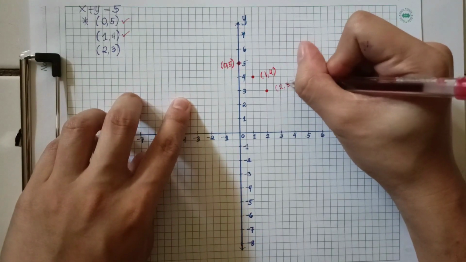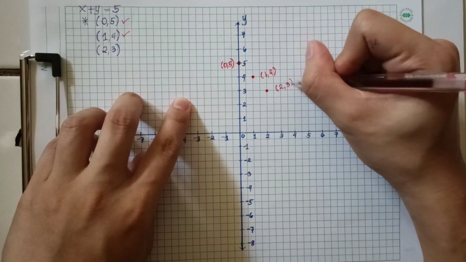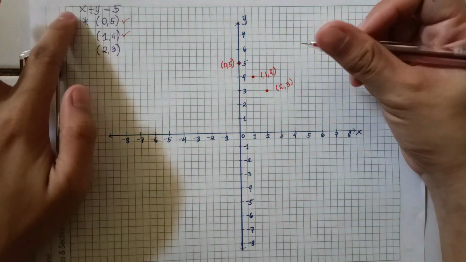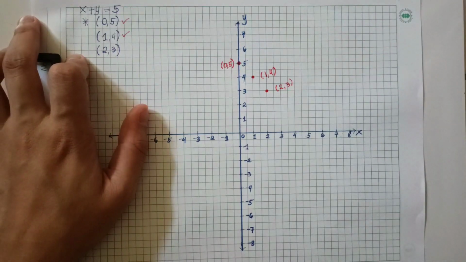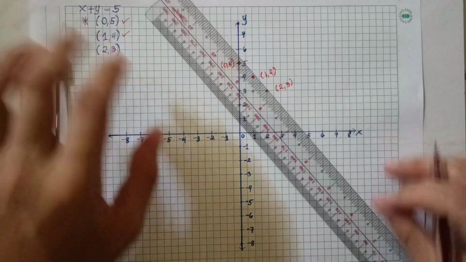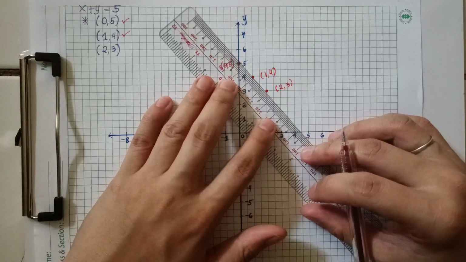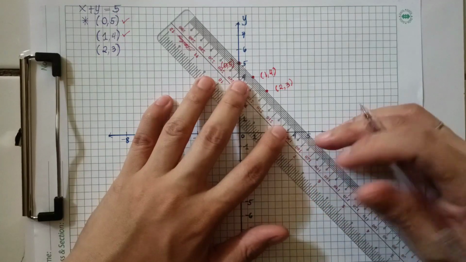Again, don't forget to label the point. Okay? Ayan. So that's it. Those are the 3 points dun sa ating equation na x plus y is equal to 5. Ito yung nasolve natin kanina. Now, ang gagawin mo na lang, you're just going to connect these 3 points. Okay? So, connect mo lang silang tatlo. Then, tapos na tayo sa pag-graph.